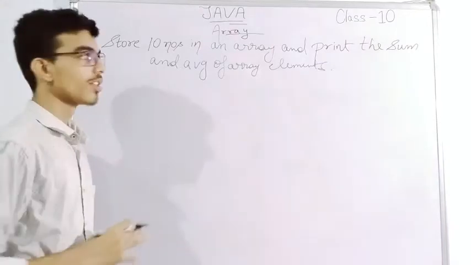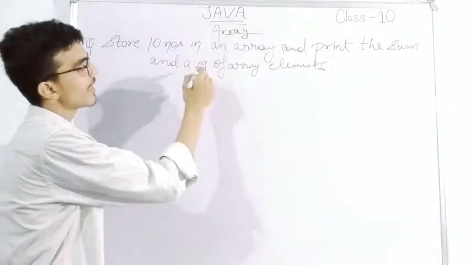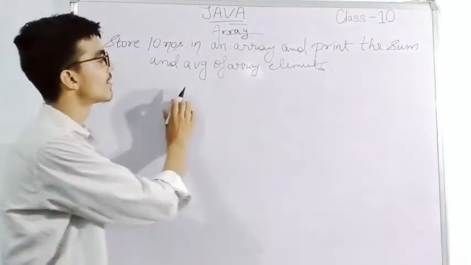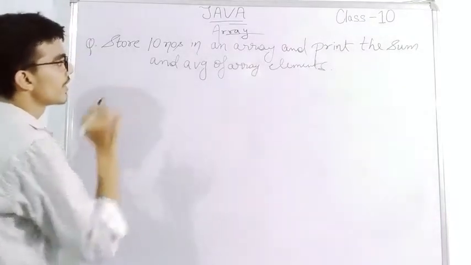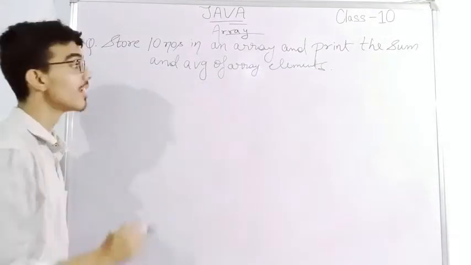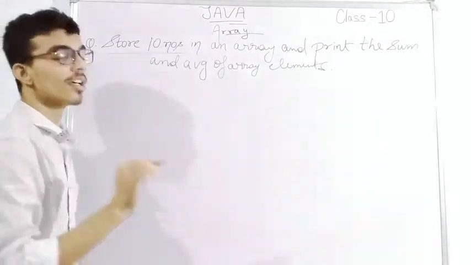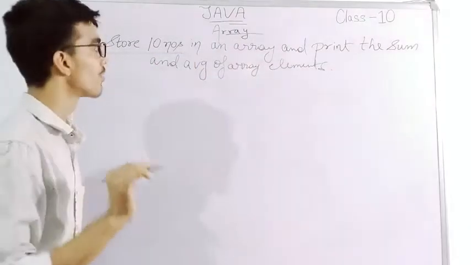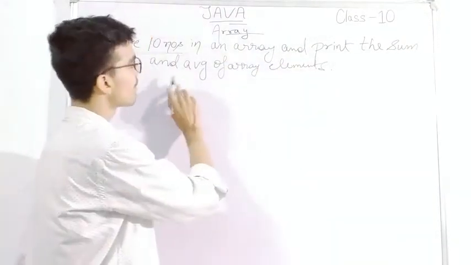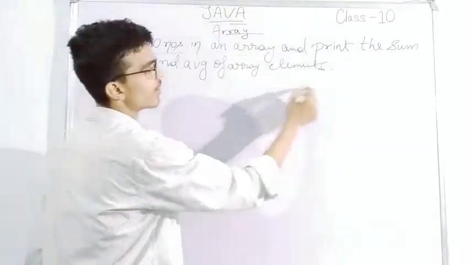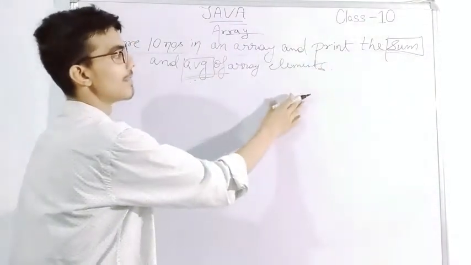So here we have our question. Write a program to store 10 numbers in an array and print the sum and average of array elements. First we have to see what is written in the question. It says store 10 numbers. Store 10 numbers means we have to take 10 inputs from the user in an array and print the sum and average of array elements.